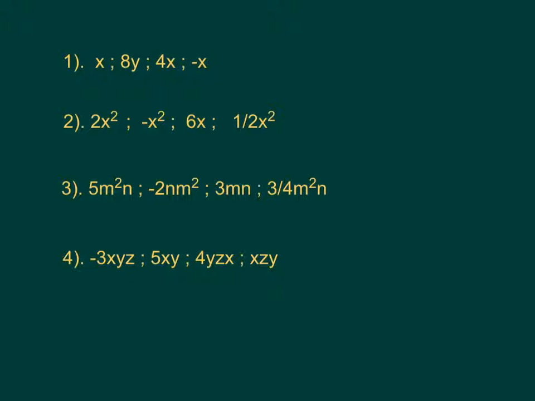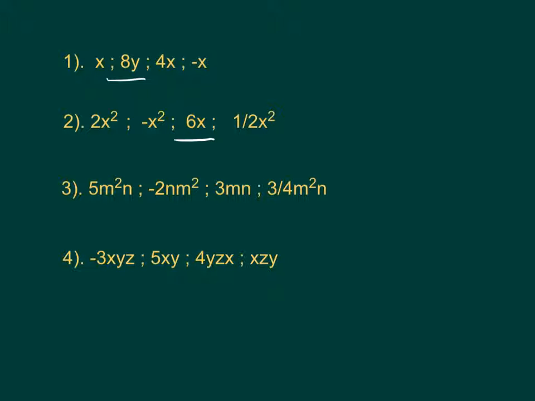Let's find the unlike term in each of the following. Number 1: x, 8y, 4x, negative x. The unlike term is clearly 8y. All the others have the variable x. Number 2: 2x squared, negative x squared, 6x, or half x squared. Although they all have x as their variable, 3 of them have an index of 2. This means that 6x is the unlike term.